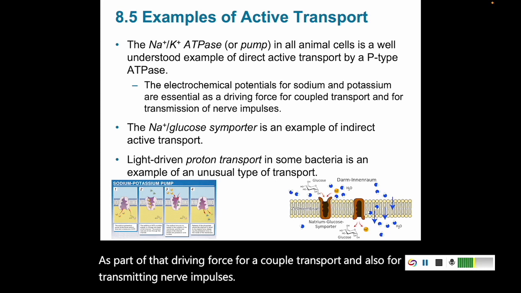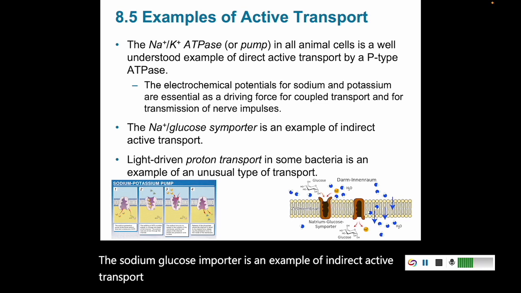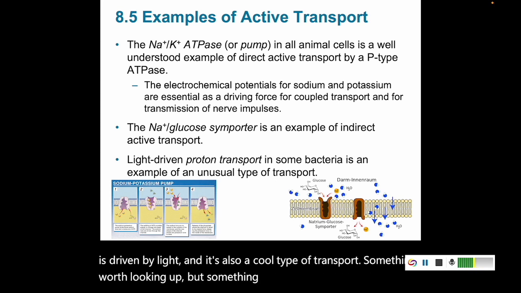The sodium glucose symporter is an example of indirect active transport. And then there's proton transport in some bacteria that is driven by light, and it's also a cool type of transport, something worth looking up, but something that we're not going to focus too much on.